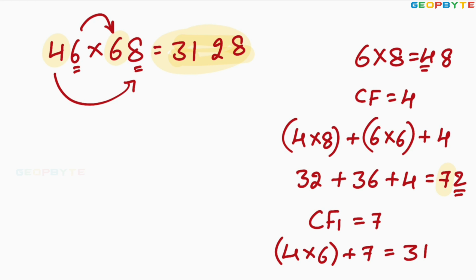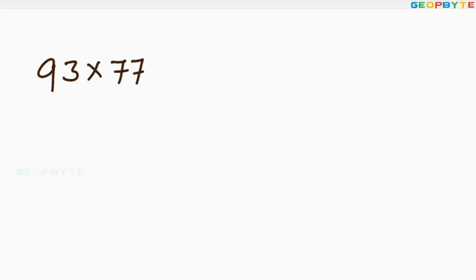Similarly, let us take one more problem. Look at the number 93 into 77. First, what you have to do? You have to multiply 3 and 7. You have to multiply the unit place digits. The 3 into 7 is equal to 21. You write 1 first here. The carry forward is 2.